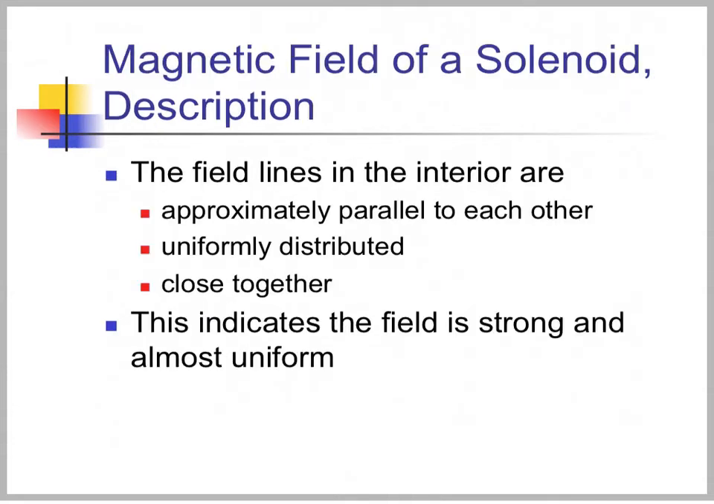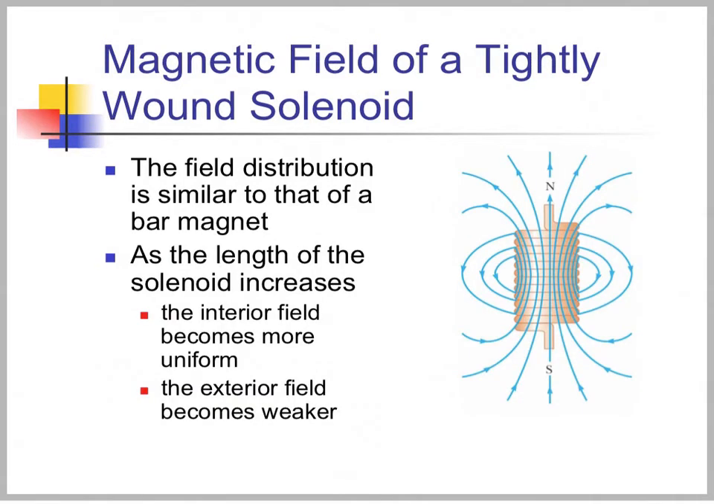So the field lines on the interior are approximately parallel to each other, they're uniformly distributed, and they're close together, and that indicates it's a strong field. So we have a strong, uniform field inside a solenoid. And the field distribution of a tightly wound solenoid is very similar to that of a bar magnet.